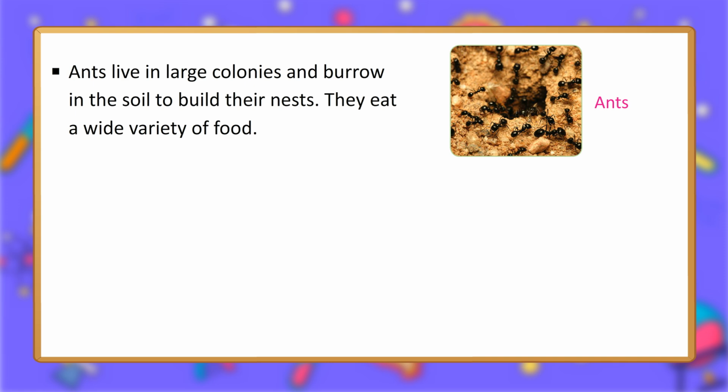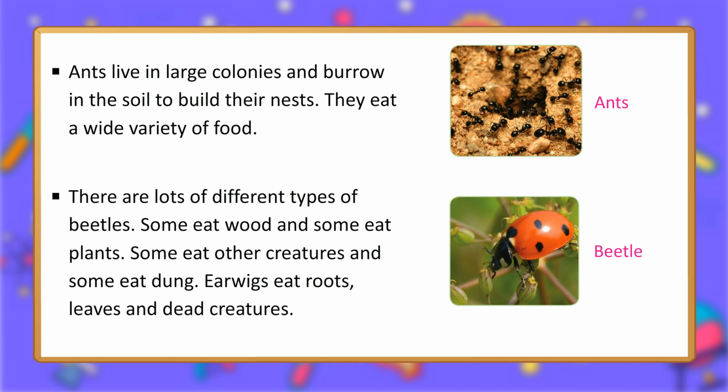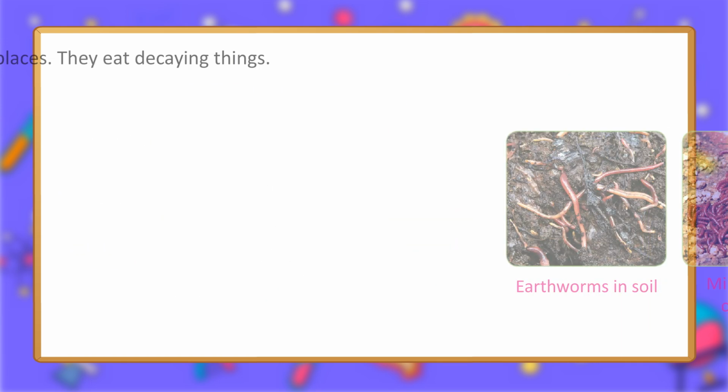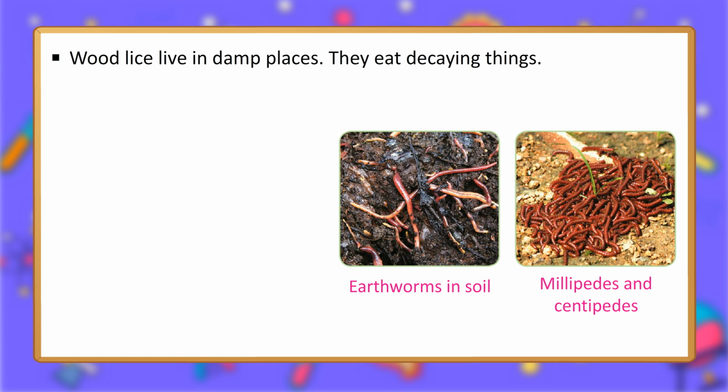They eat a wide variety of food. There are lots of different types of beetles. Some eat wood and some eat plants. Some eat other creatures and some eat dung. Earwigs eat roots, leaves and dead creatures. Ants. Beetle. Woodlice live in damp places.